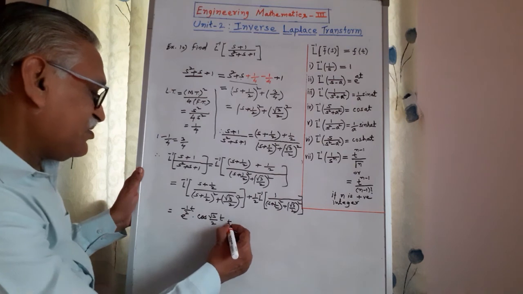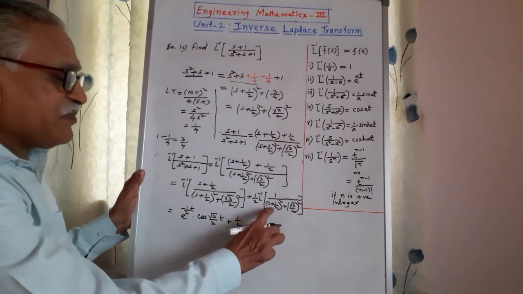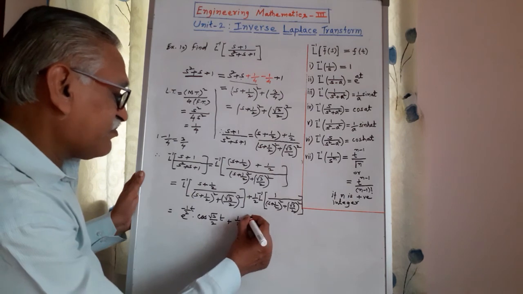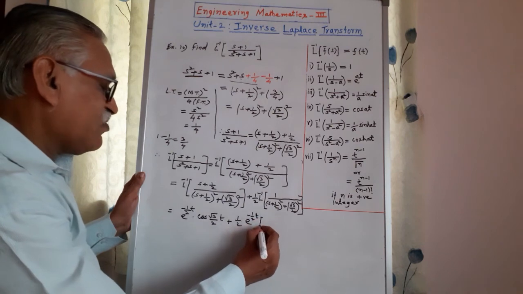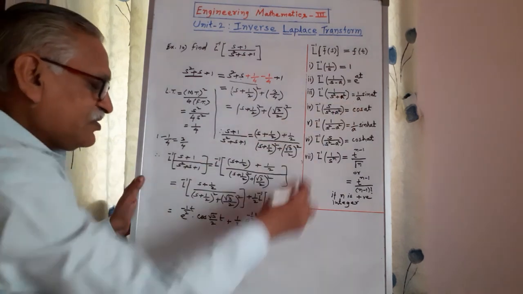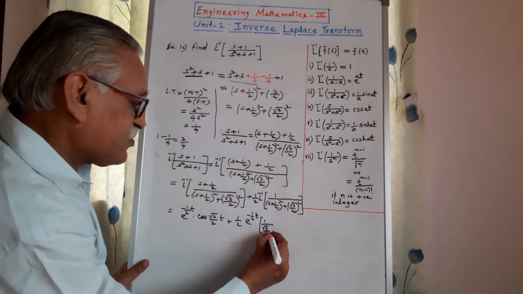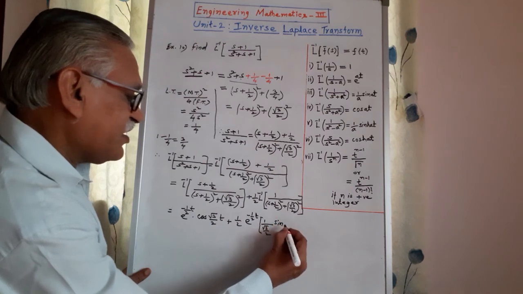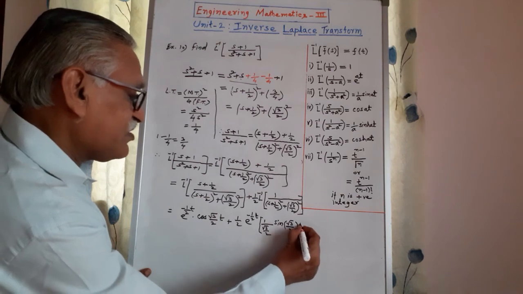Here also the same shifting theorem, 1 by 2 as it is. It is s replaced by s plus 1 by 2, therefore it is e raised to minus at into f of t. What is f of t? Inverse of 1 upon s square plus a square is 1 by a sine of at, so it is 1 upon root 3 by 2 into sine of root 3 by 2 times t.